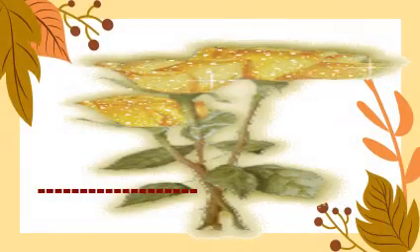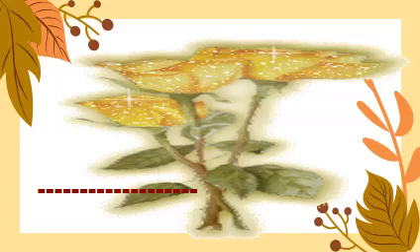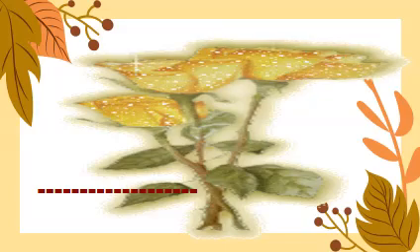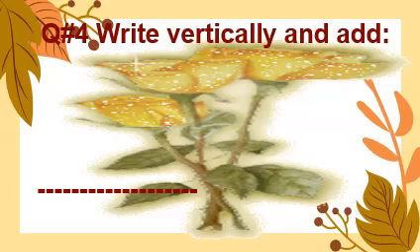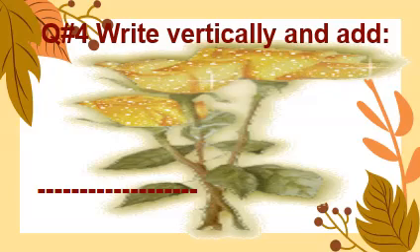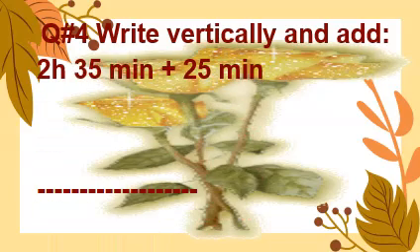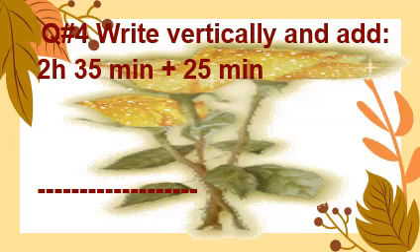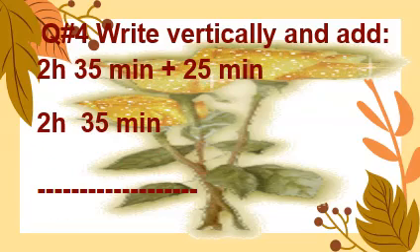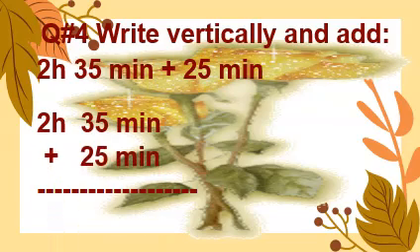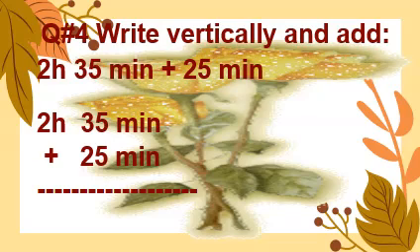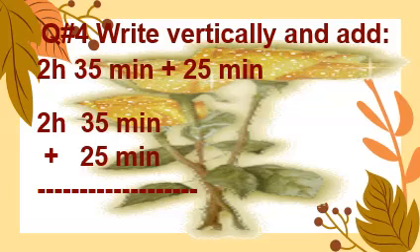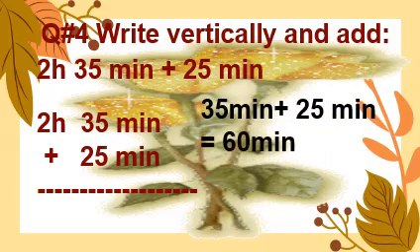Now let's move to the first example which I have taken from your book, exercise 5C, question number 4. The question is: write vertically and add. The example which I have taken for you is 2 hours 35 minutes plus 25 minutes. Now first we will write them vertically. 2 hours and 35 minutes, then 35 minutes plus 25 minutes. Now we will add 35 and 25 minutes, then we will get 60 minutes.